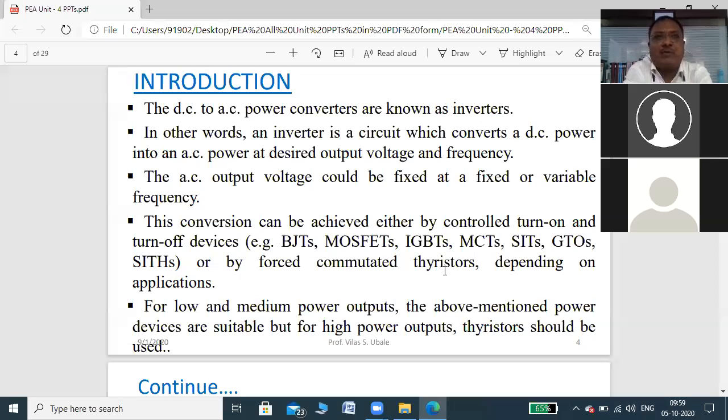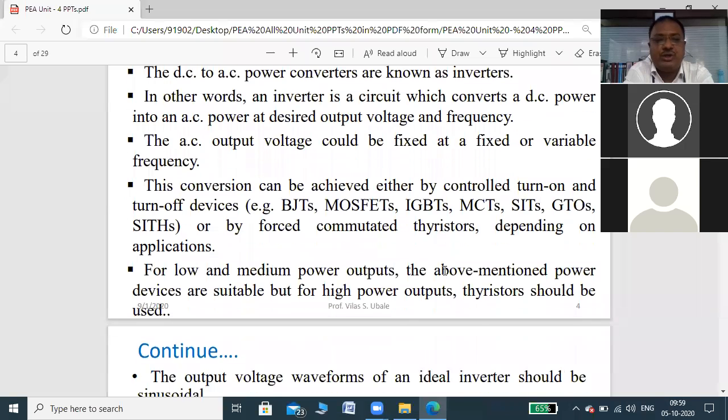For all these four types of converters, we can use different types of switches like BJTs, MOSFETs, IGBTs, MCTs, SITs, GTOs, or other switches. But for high power applications, we don't have any other option. We always use SCR for high power applications. Okay, so this is the introduction.